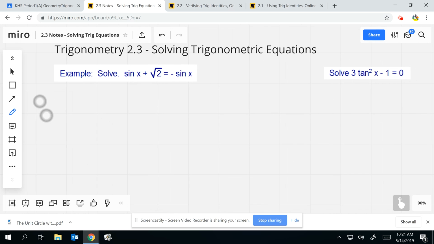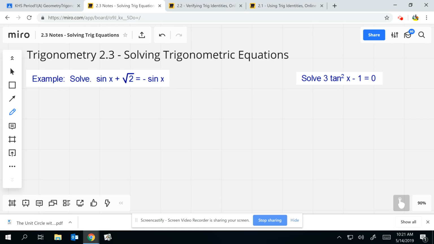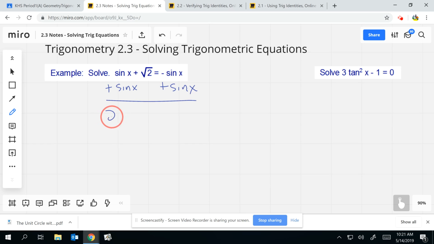But to do that, we're going to need to get the trig function by itself. So we're going to need sine of x to be by itself so we can figure out what x equals. So first thing I want to do is add sine of x to both sides. So I'm going to add sine x to both sides. That's going to give me 2 sine x. So we have a sine plus another sine gives you 2 sine x. If you had done sine times sine, you would have sine squared. But sine plus sine is 2 sines. So you got 2 sine x, and you still have your plus radical 2 equals 0.